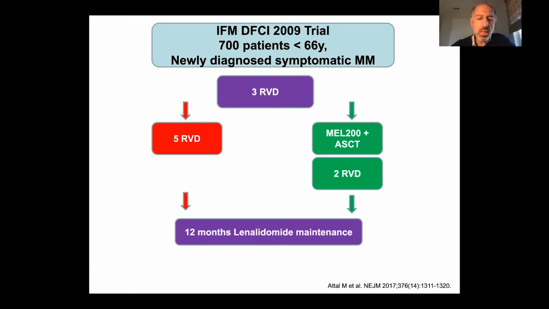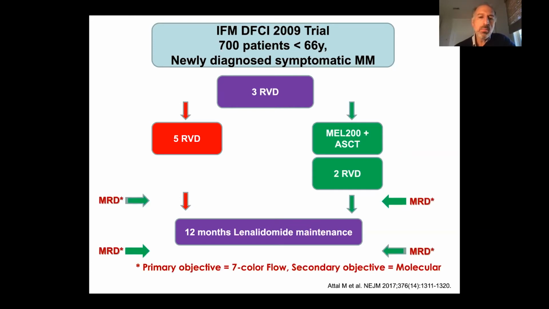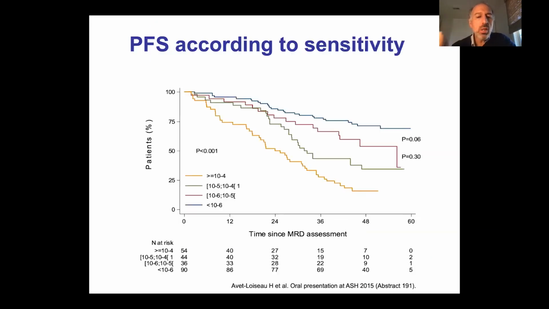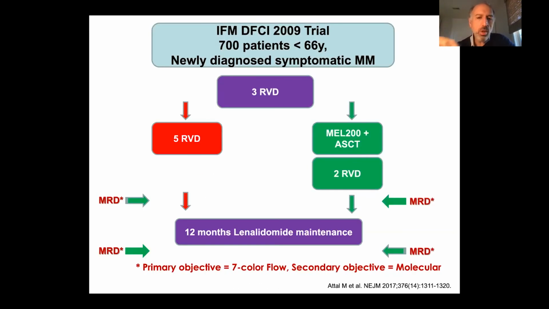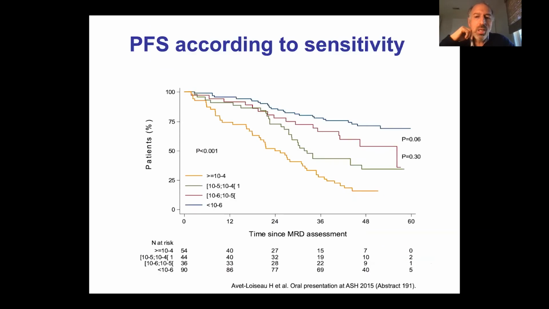And if you go to the next slide, please. Next slide. MRD was obtained after transplant and before maintenance. And the point that I want to make here is that they did this with next generation sequencing. And so you can see that they went down as low as 10 to the minus 6.